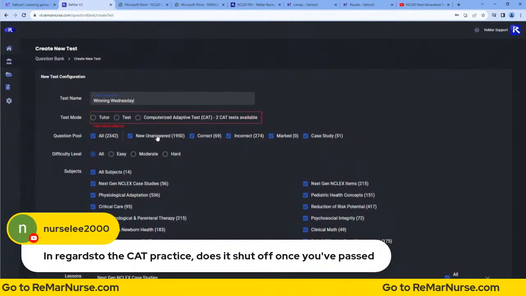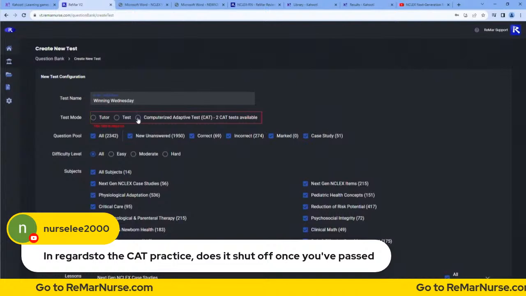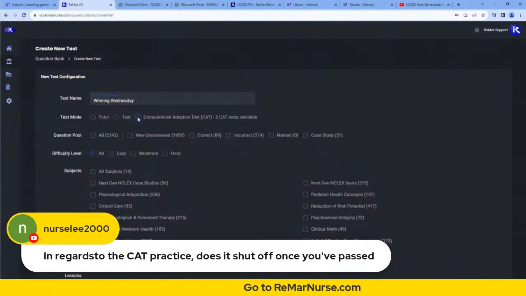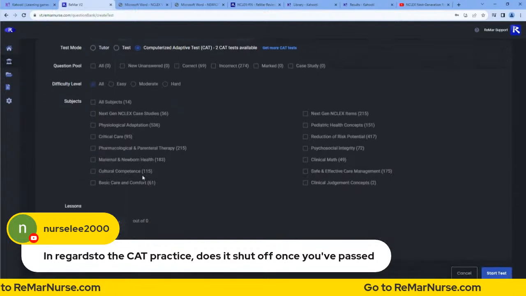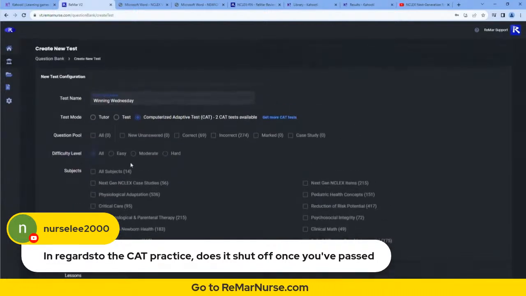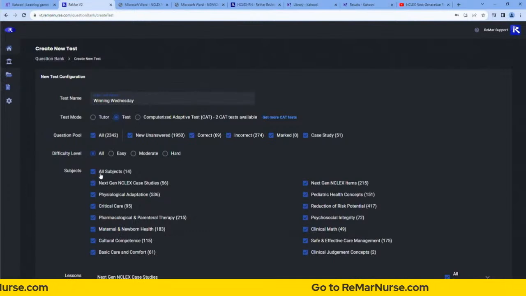This is where your computer adaptive test is. So you can choose tutor, test, or computer adaptive test. And it'll tell you you have 2 computer adaptive tests available. Once you click on your computer adaptive test, you're not going to be able to choose the subject or the lessons because it will create that computer adaptive experience for you. If you don't want to do computer adaptive tests, you're not ready for it, just create a regular exam.